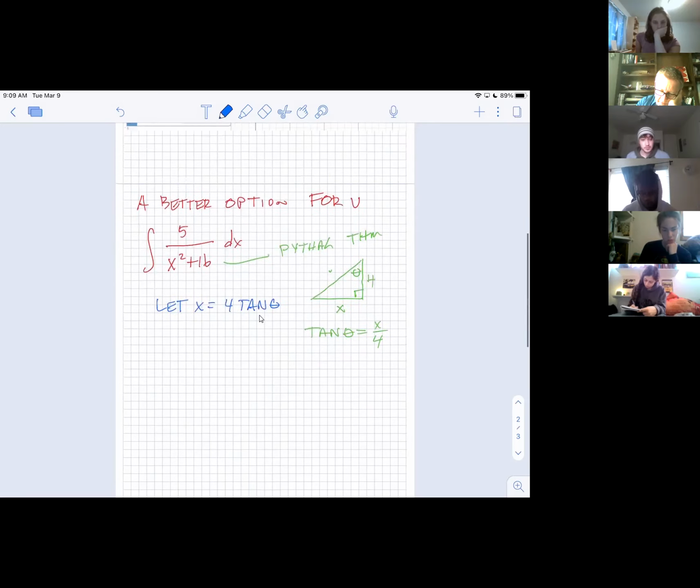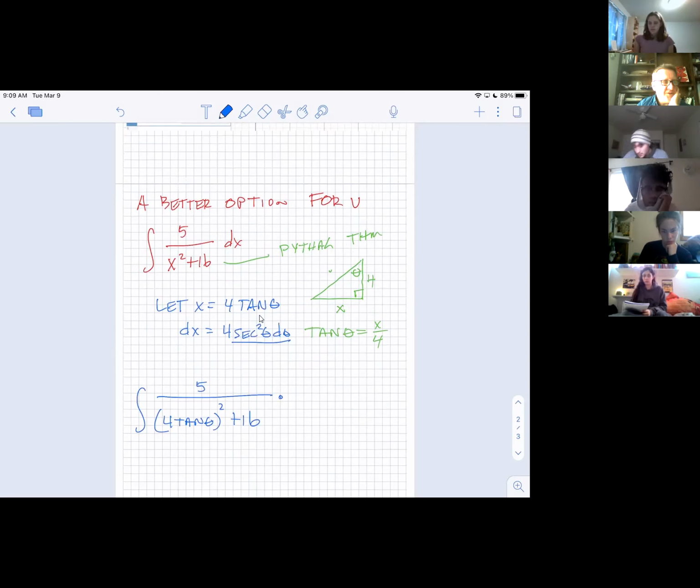Let's see. I guess that would be the integral of 4 tangent of theta, but that is squared since x is squared, and so that's fine. There's a 5 up here, but then we've got to get rid of that dx, right? So if I take the derivative, dx is equal to 4 times the derivative of tangent of theta, which is secant squared of theta d theta. Notice I didn't have to resolve this. That's what dx is equal to.